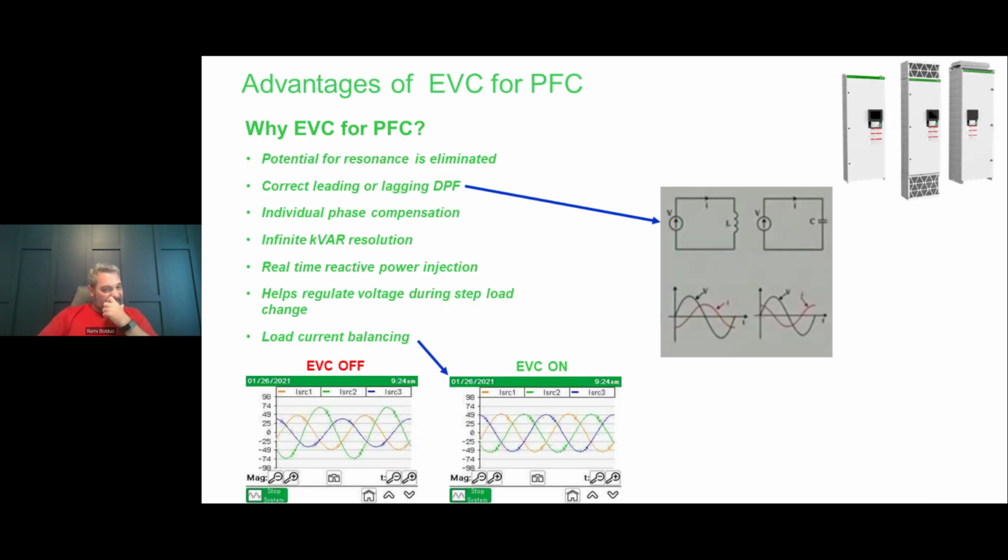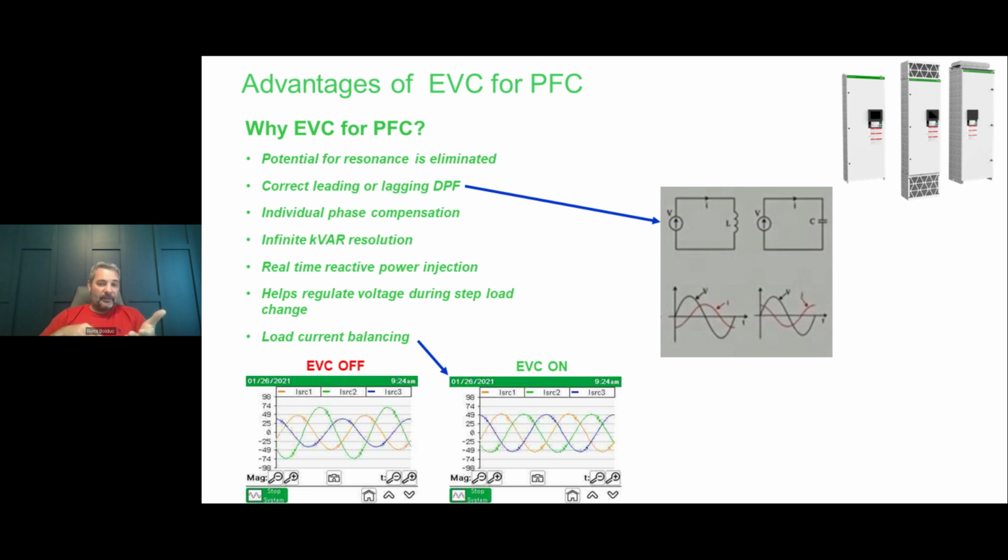So the advantage of this, well, you eliminate the possibility of resonance. There's no more issue of resonance; that disappears. You can inject leading or lagging VARs in the system, so you can correct for leading power factor or lagging power factor both ways. You can inject VARs per individual phase, so it's very, very precise. You have infinite kilovar resolution, so instead of turning up steps in the system, you can basically track at plus or minus 5 kilovar, so excellent resolution in the system.